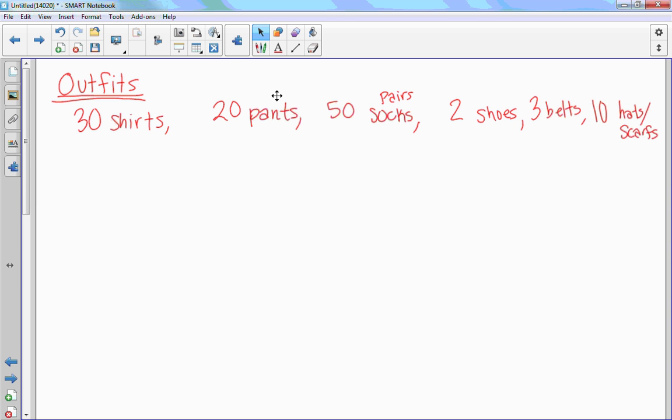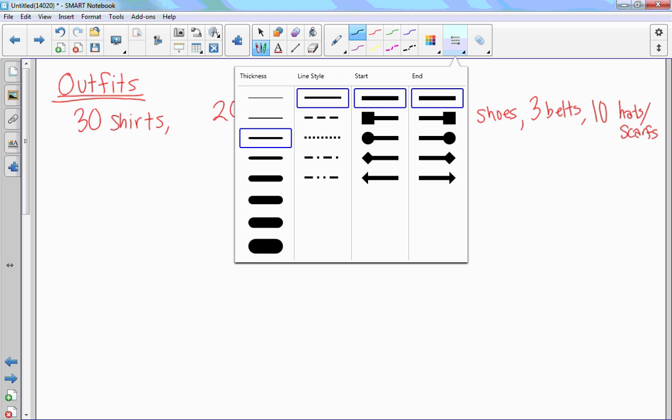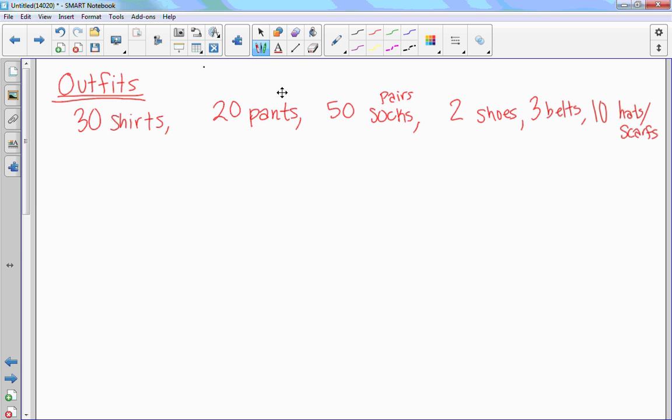Okay, how do we figure this out? Times 30, take your calculator, times 20, times 50, times 2, times 3, times 10. Oh, a calculator can handle it, thank goodness. I thought I was going to go on scientific notation, because either the number is too small or too big.